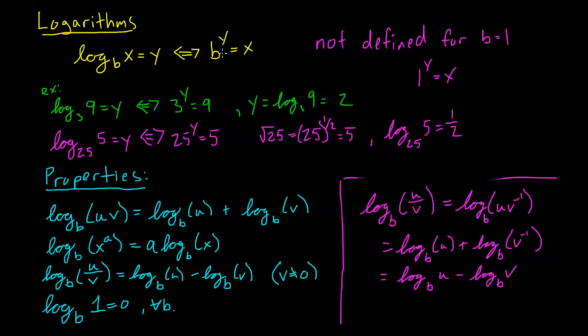I know that b is not going to be equal to 1 because we said it's not defined for 1. So the only way that b to some power equals 1 is if that power is 0, because b is not equal to 1. Okay, so these are our properties.